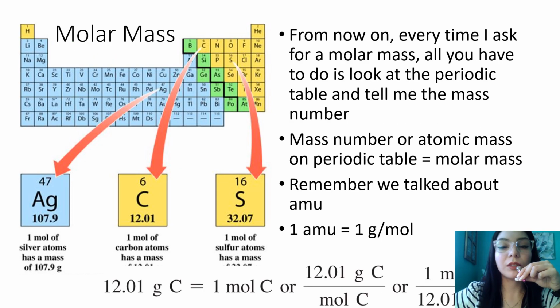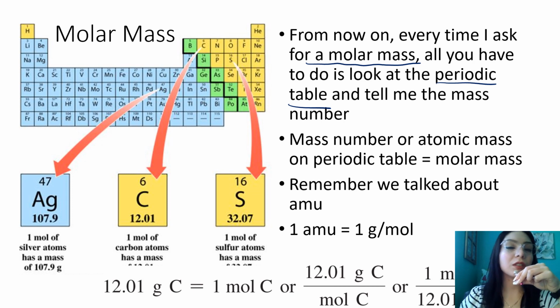So from now on, every time that I ask you for a molar mass, or I ask what's the molar mass, you need to look on the periodic table. So you should have a periodic table. Hopefully you can print one. If you can't print one, maybe have one on your phone, like download it and have it out whenever you're working on chemistry problems so you can zoom in and look around.